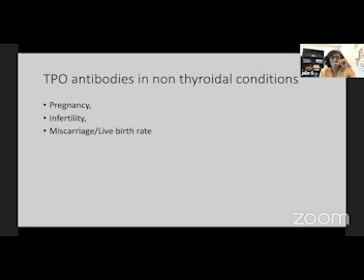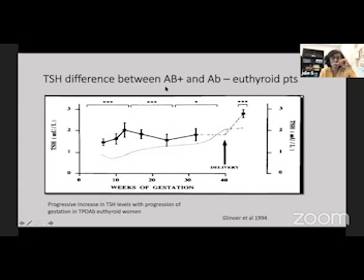Now, a quick look at peroxidase antibodies in non-thyroidal conditions, and pregnancy, infertility, and live birth rate. These have been some of the most frequent consultations we have received for these antibodies in females. What happens during pregnancy is, this line indicates the women with negative peroxidase antibodies, and this line represents women during pregnancy who have positive peroxidase antibodies.